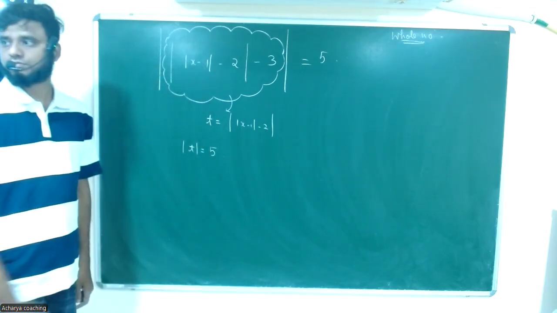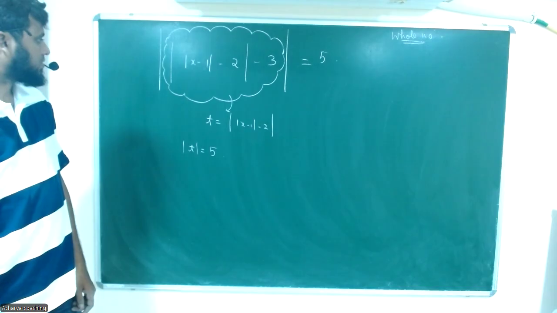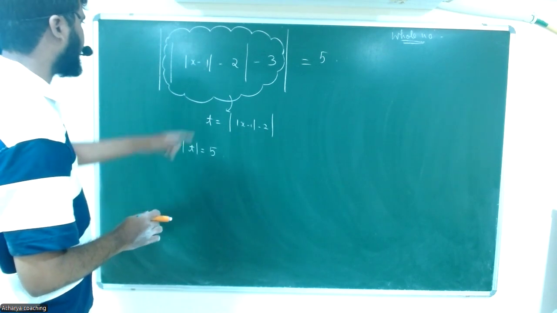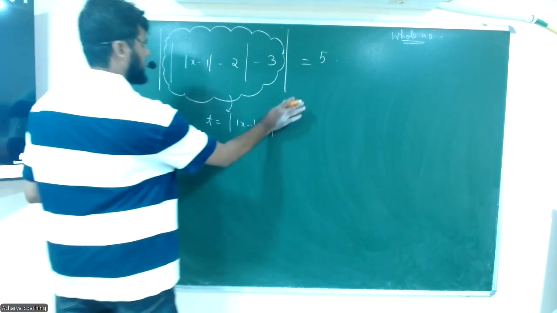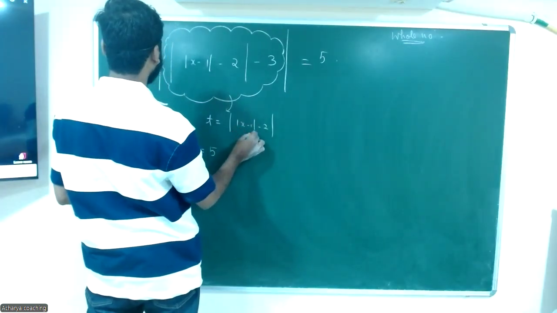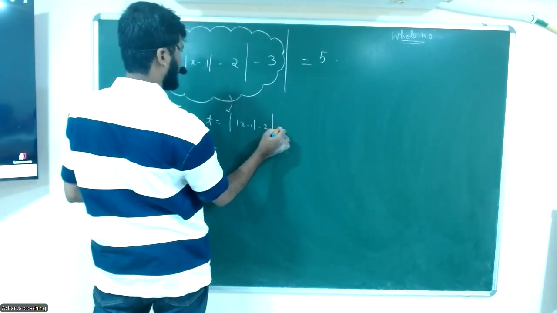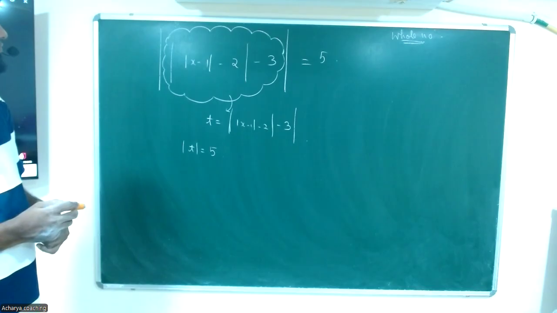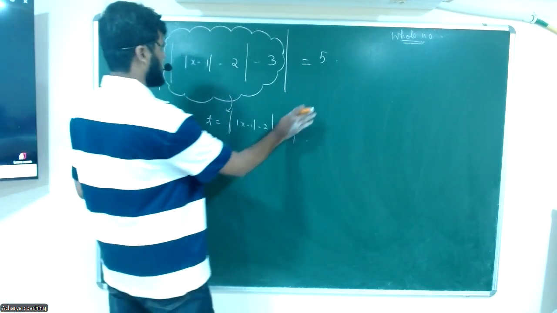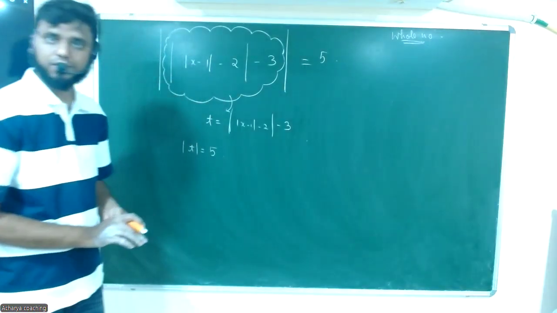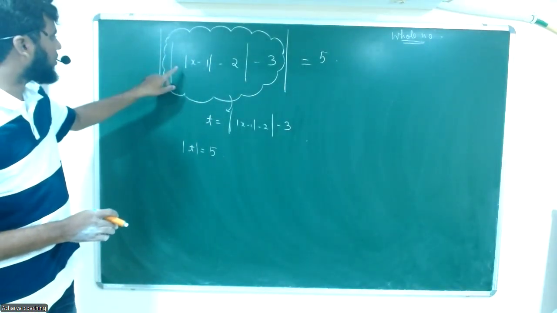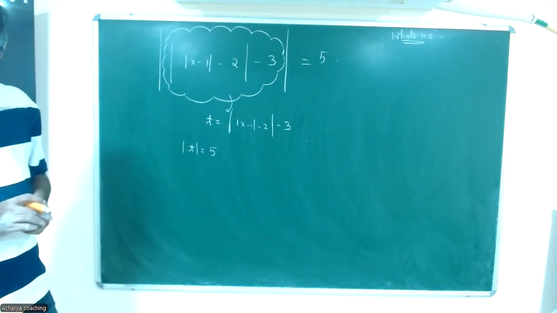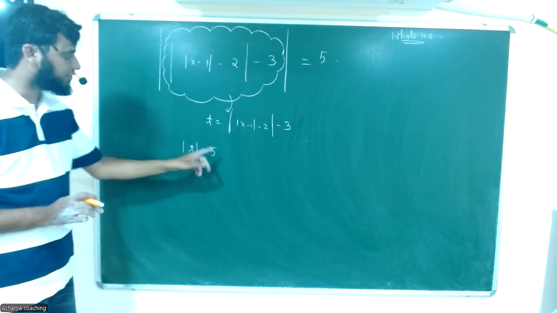Clear? This entire thing we have taken as t, right? So which means here again modulus of x minus 1, then minus 2 mod, then minus 3. Clear? Here we don't have modulus. Okay. So this is what I had taken as t. So the whole modulus of x minus 1 minus 2 minus 3. Clear or not? This entire thing I have taken as t. So modulus of t equal to 5 we have.